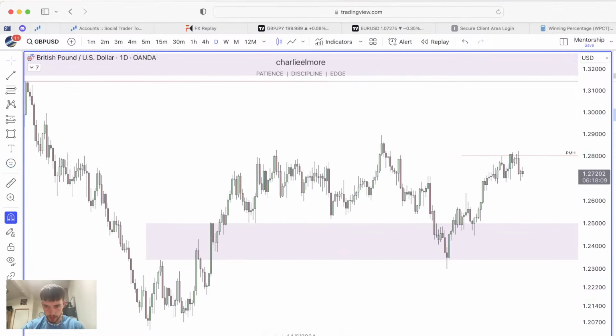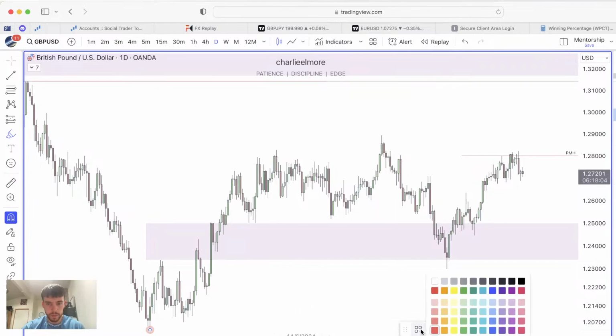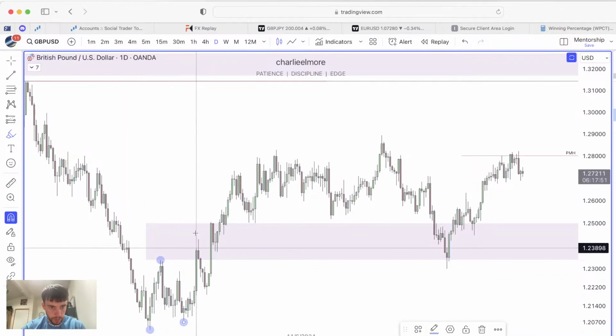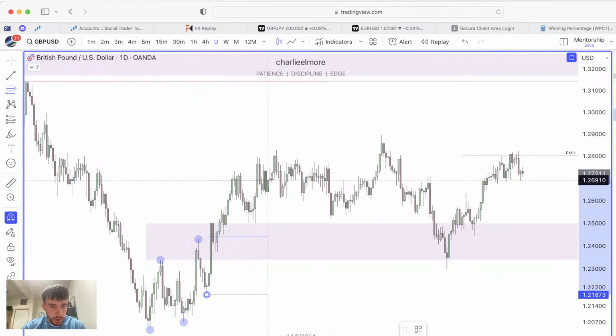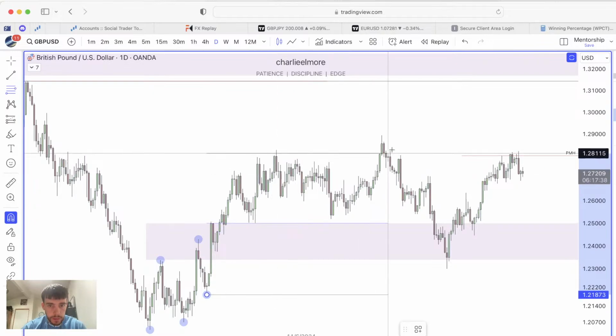This is what I'd mark on. So we've got these lows down here, right? So we've got a low. This is daily structure now. We've got a low, a high, higher low, higher high, higher low. Where can we draw our Fibonacci from? Well, it's from here, and we want to be seeing a discount to call it true structure.